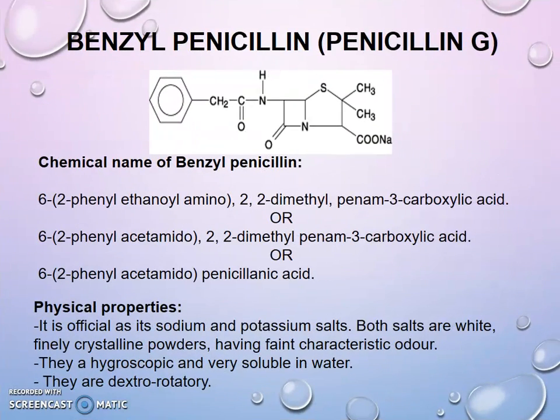First drug is Benzylpenicillin. It is also called penicillin G. This is the structure of penicillin. Chemical name is 6-(2-phenylethanoylamino)-2,2-dimethylpenam-3-carboxylic acid, or 6-(2-phenylacetamido)-2,2-dimethylpenam-3-carboxylic acid, or 6-(2-phenylacetamido)penicillanic acid.